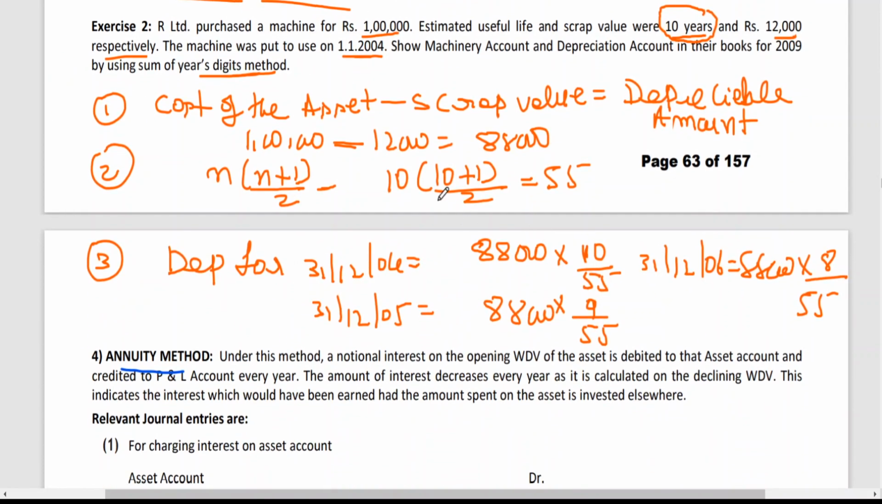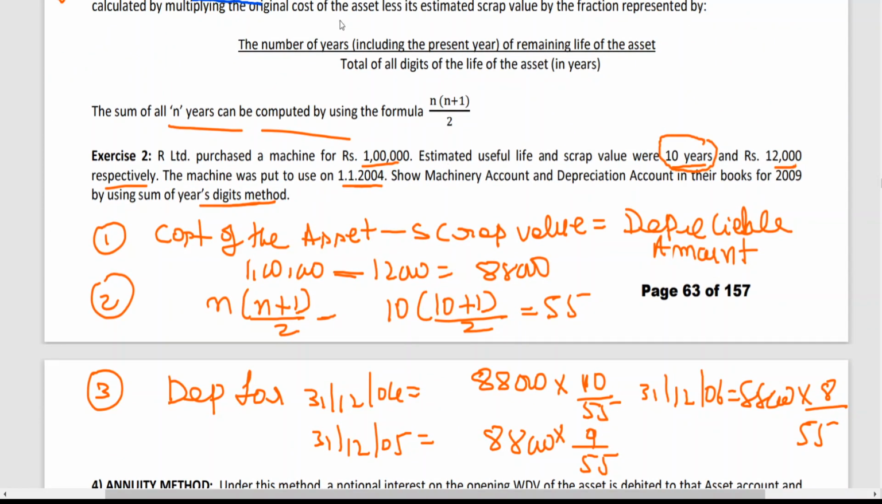So total of all means you have to calculate 10 plus 9 plus 8 plus 7 plus 6 plus 5 plus 4 plus 3 plus 2 plus 1. Instead of calculating like this, if you calculate all this, you'll be getting 55. Instead of doing that, n into n plus 1 by 2 we can do. That is what I have done. So please remember, what information do you need for doing this problem?